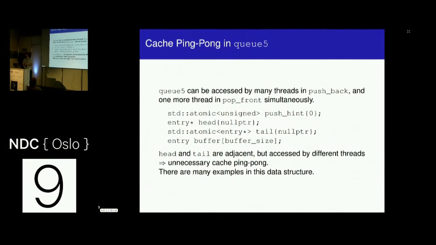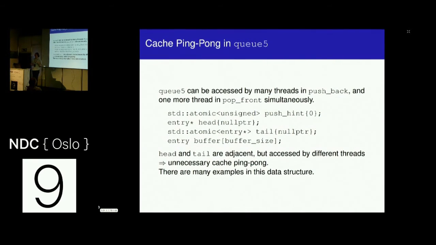Okay, so this queue that we were looking at has many threads that can call push back, and one more that can be calling pop front. If we look at the data that we've got: a push position, our head pointer, our atomic list of the tail, which is the tail of our linked list, and then all our buffer that we were using.